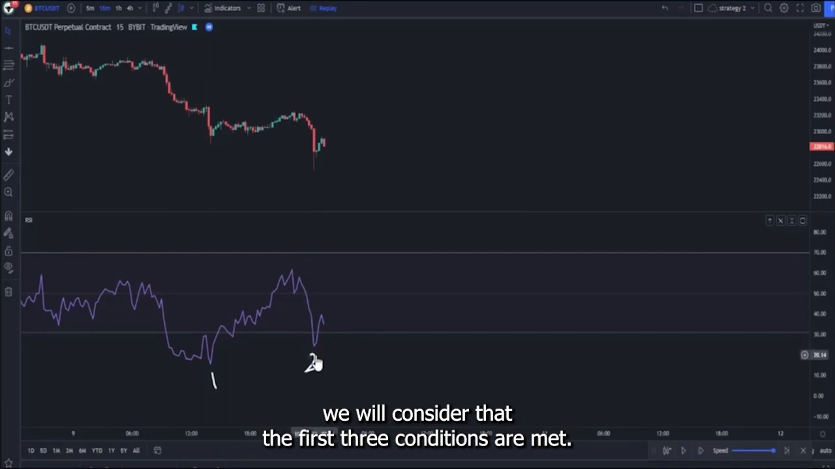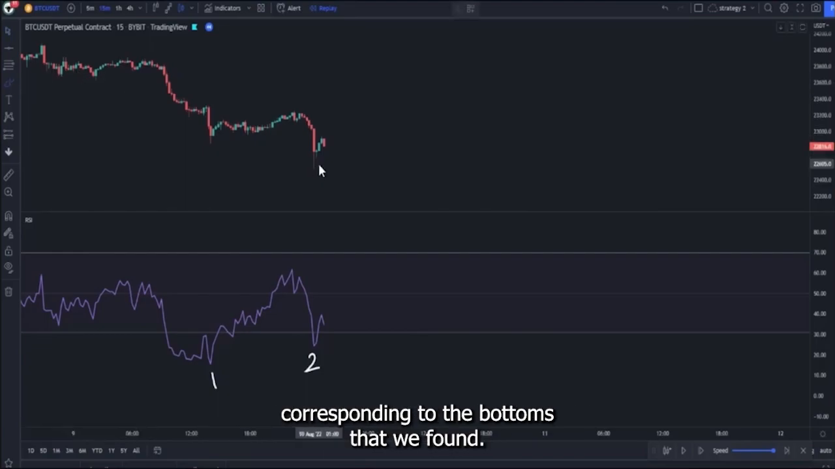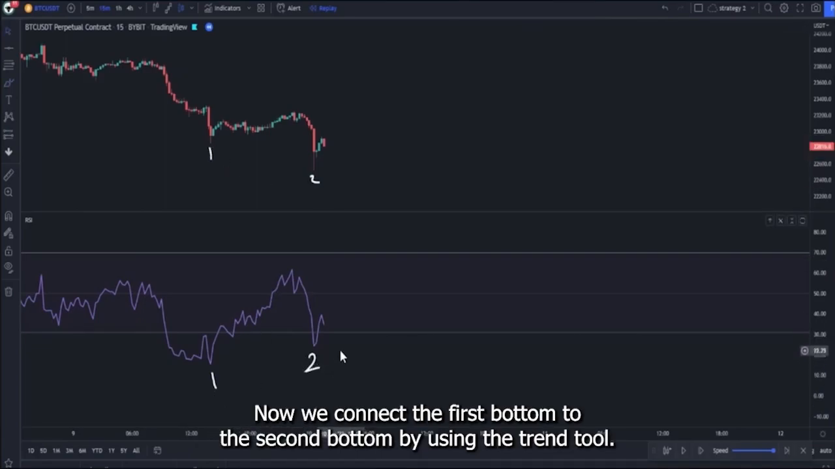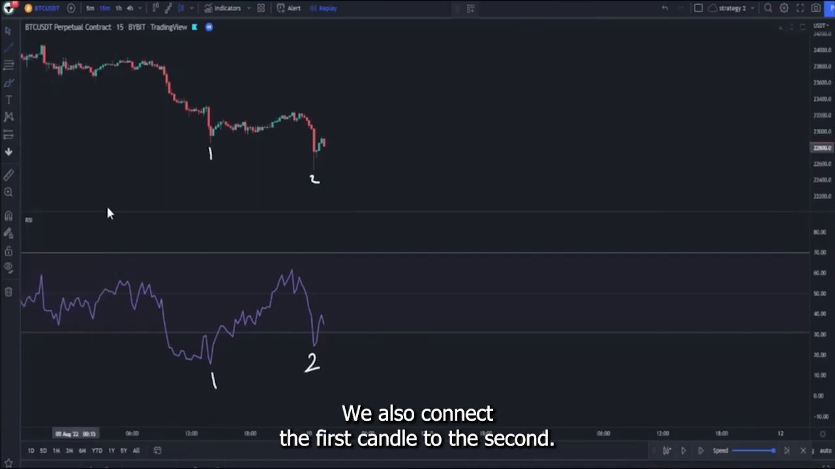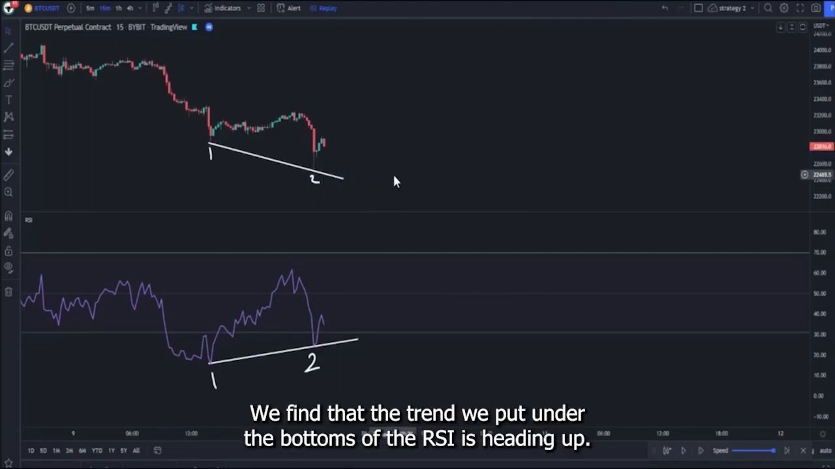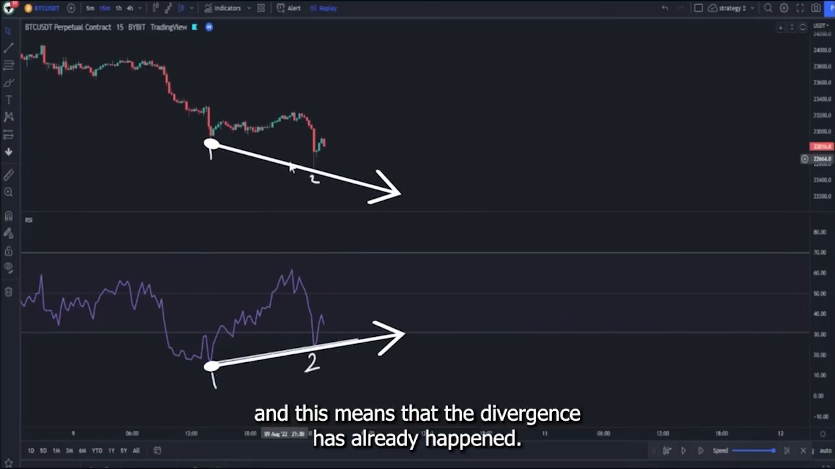After we find the first 3 conditions, we mark the candles corresponding to the bottoms that we found. This candle here will be number 2, and this candle will be number 1, as in the RSI indicator. Now we connect the first bottom to the second bottom by using the trend tool. We also connect the first candle to the second, and when we finish, we compare these lines here. We find that the trend we put under the bottoms of the RSI is heading up, while here we find that the trend we put under the candles is heading down. And this means that the divergence has already happened.